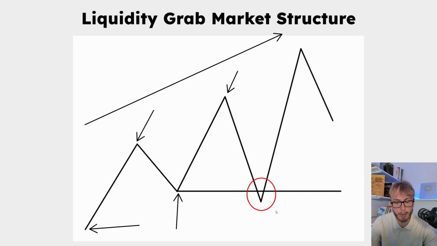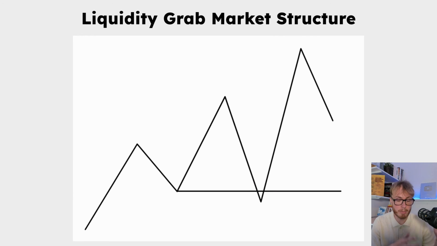But at this point, we can actually see that we had a liquidity grab. And now you might of course wonder, when the price falls below this point, like we did right here, earlier in the video we have learned that this is actually a change of character. So why is this not a change of character?